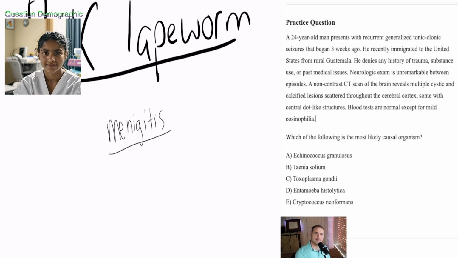Herpes simplex virus would cause encephalitis, and that's usually in the temporal lobe, necrosis. And HIV predisposes you to opportunistic CNS infections. Listeria causes meningitis and abscess. Streptococcus pneumoniae, that's meningitis. Toxo would have multiple ring-enhancing lesions in immunocompromised.